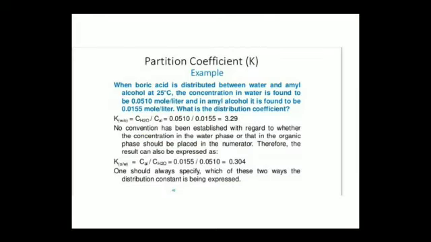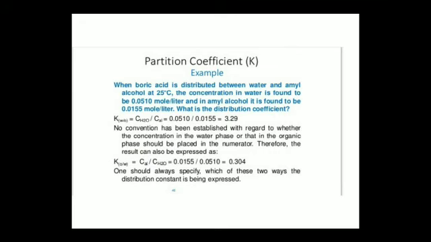So, for example, observe the following example of partition coefficient. When boric acid is taken as the solute, the aqueous phase is water and the organic phase is amyl alcohol. The temperature maintained is 25 degrees centigrade. Boric acid is added to the water and amyl alcohol and continuously shaken for some time and set aside. The boric acid is distributed between the two layers. After some time, the concentration of boric acid present in the two layers can be determined.